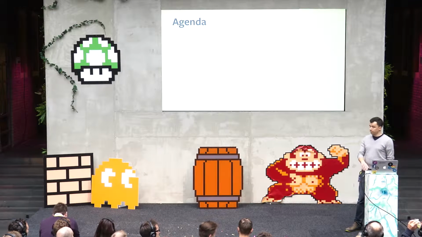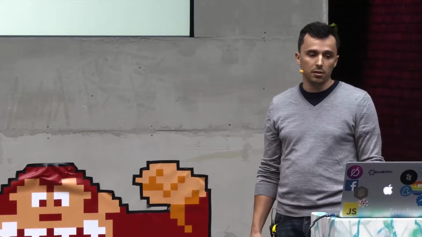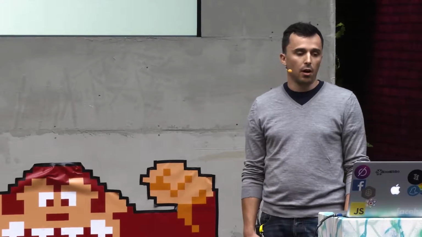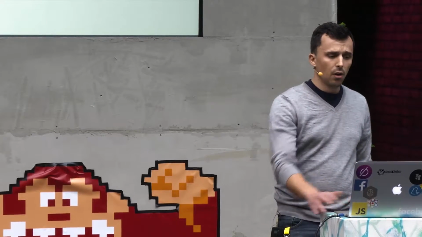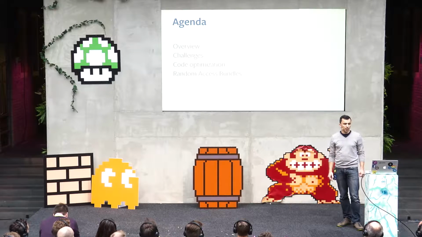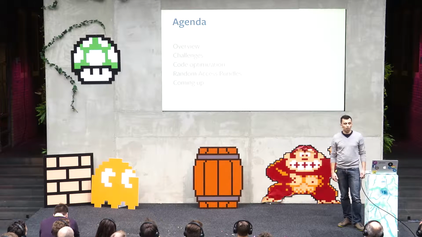And today, I'm going to give you a short overview of what the packager is, what it does, the specific challenges that we have been facing at Facebook when packaging JavaScript for mobile applications, specifically React Native. The code optimization techniques that we've built into Packager to make it produce more efficient bundles. Our own bundle format, which is called Random Access Bundle, and the things that we're currently working on.